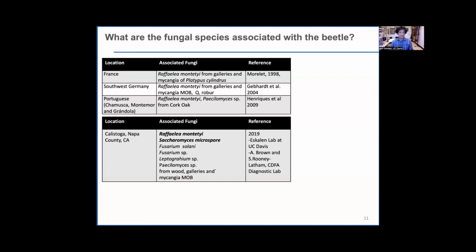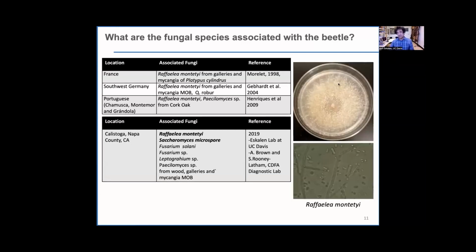In our case, when we first got involved with the research, we first identified Raffaelea montagiae, Saccharomyces, and the other Fusarium and Leptographium that I mentioned. These are the ones that we identified from Mediterranean oak borer infested oaks from Calistoga and Napa counties.